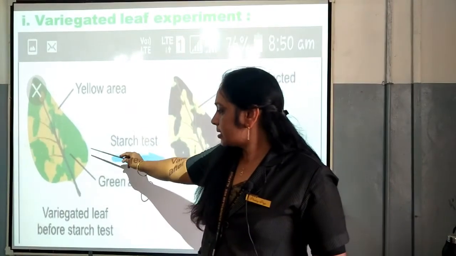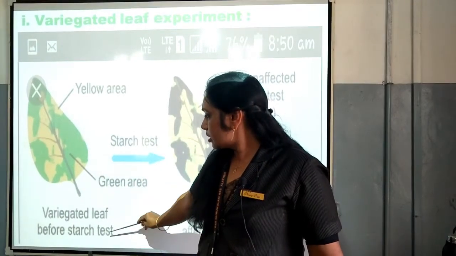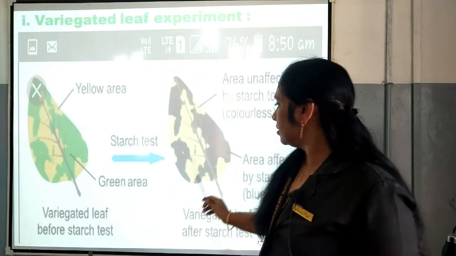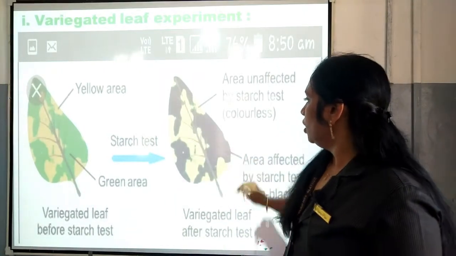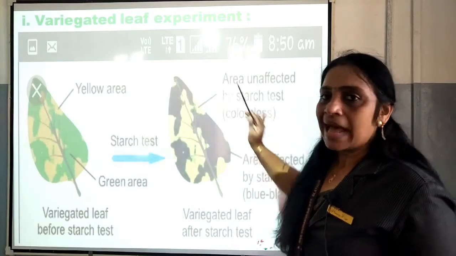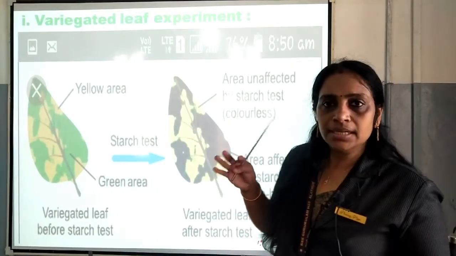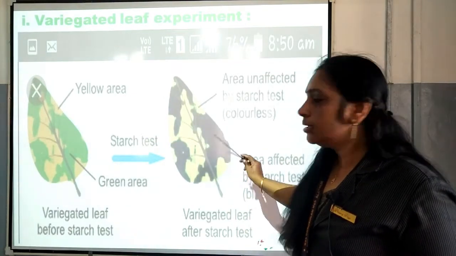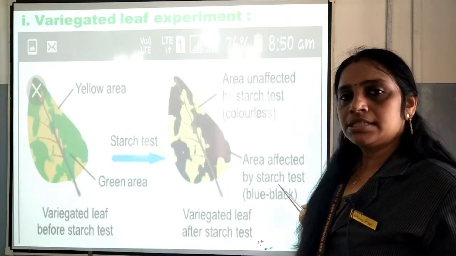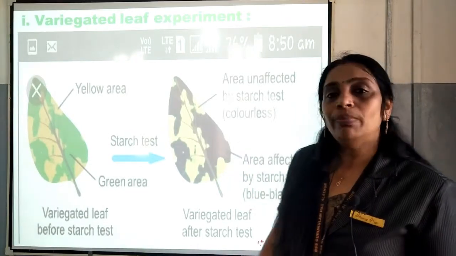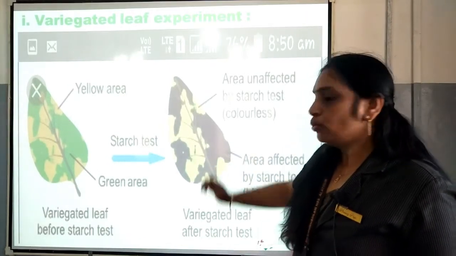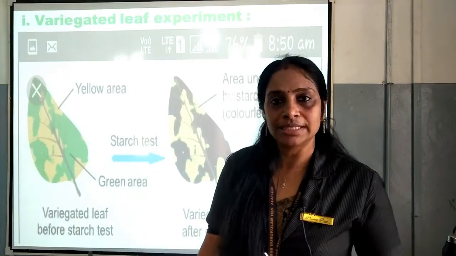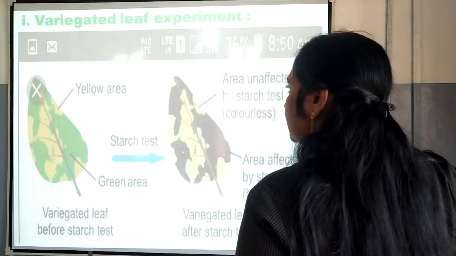Now when this leaf is taken for the starch test, we can see after the test what happened to the leaf. You can see the yellow area is as such, it is not affected by the starch test, it remains colorless. But the area which was green is affected by the starch test, and it becomes blue-black in color. So from this we can prove that chlorophyll is an important factor needed for photosynthesis. I think you have understood this experiment.